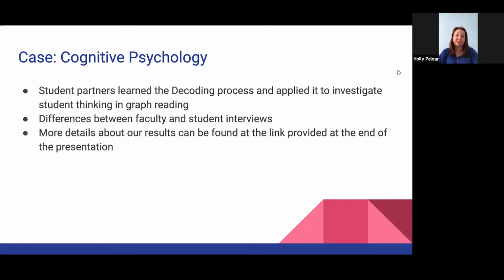The level of metacognition required in decoding interviews was new to the students, and therefore many actually struggled to express their thoughts. These interviews ranged from 4 to 20 minutes long, compared to the hour-long faculty interviews. Also, conversations with faculty participants flowed fairly seamlessly, while students often needed a lot of prompting. Nonetheless, these interviews provided a great deal of insight into the student perspective and strategies. If you're interested in more details about our results, there will be a link at the end of this presentation.